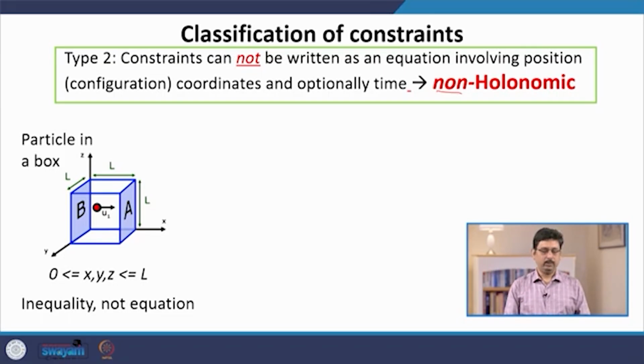You may have also studied this example in your thermodynamics, kinetic theory, or statistical mechanics course, where you talk about the classical ideal gas, and there the particles are confined in a box. In this case the constraint is that, if I take one corner of the box as my origin and the coordinate system as shown in this figure, then the x coordinate can be only between 0 and L, where L represents the length of the box in each direction. But this is an inequality, not an equation.